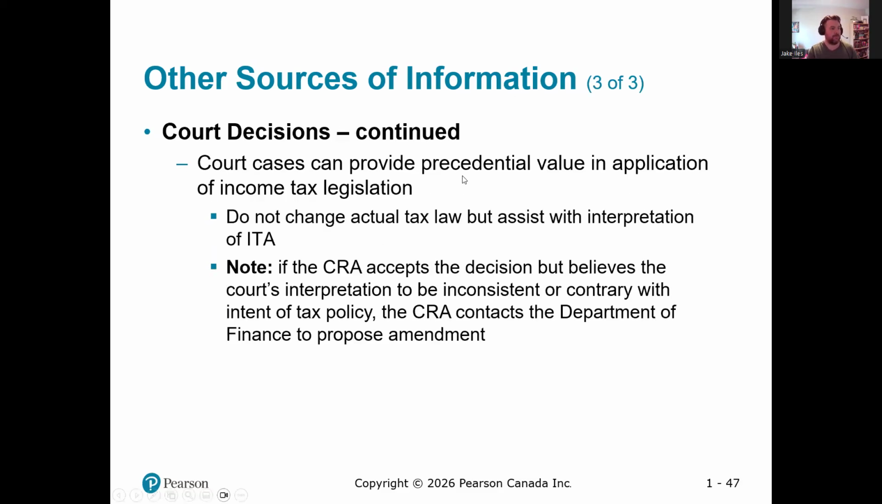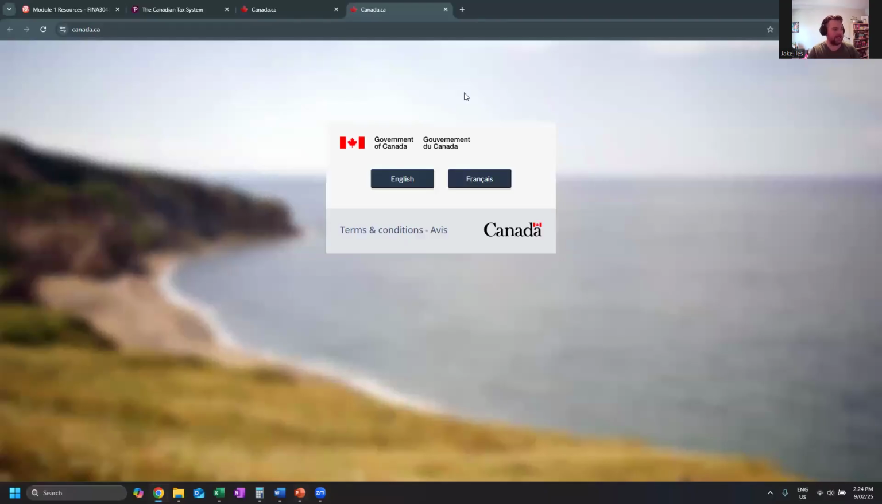Court cases provide precedential value in application of income tax legislation. If the court declares a ruling that says, yes, you can interpret the Tax Act in this way, that is a part of law. The court is a source of law. Because the Tax Act is a legal document that must adhere to the court's decisions on how that law is supposed to be treated.